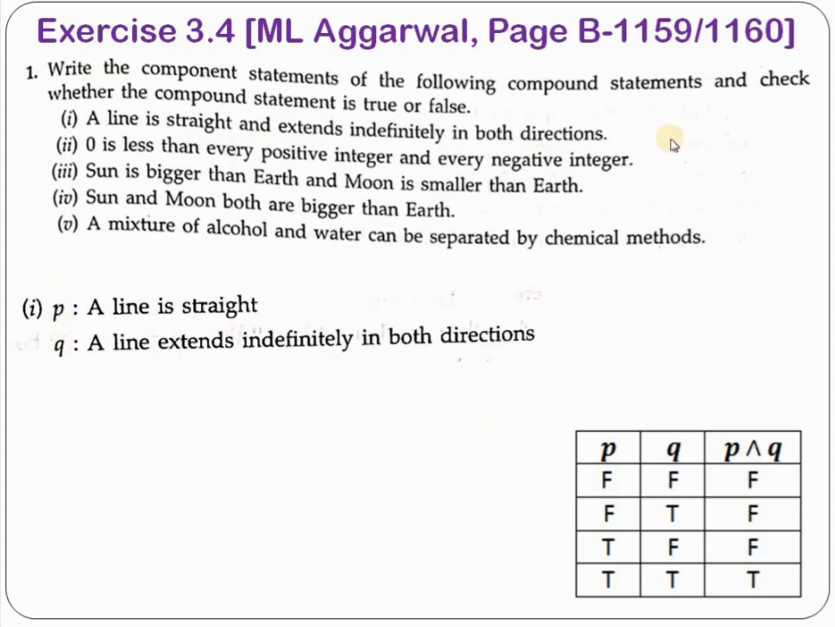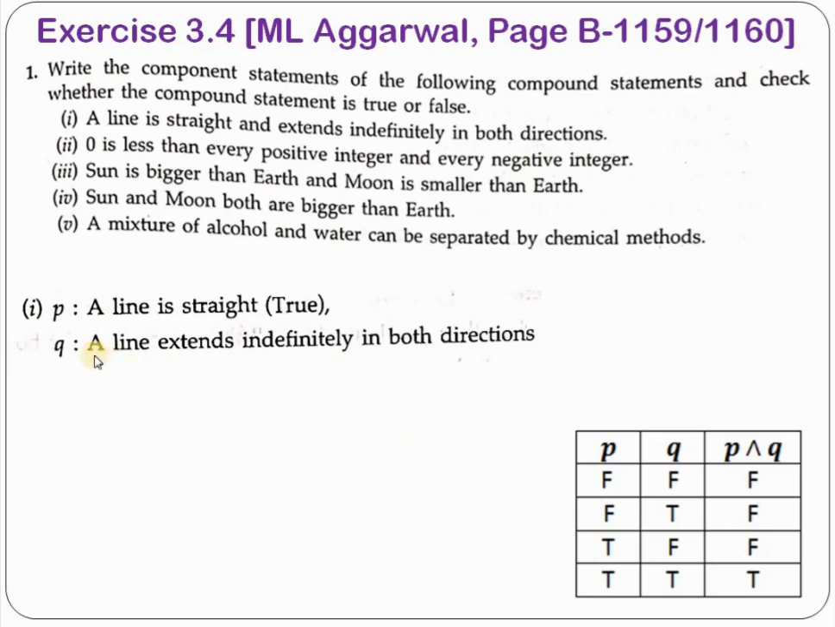Now let us check whether the compound statement is true or false. In order to check that, let us check what happens to our P and Q. So let us check whether P is true or not. A line is straight. Is this true or false? This is always true. Okay, so P is true. So true means either here or here.